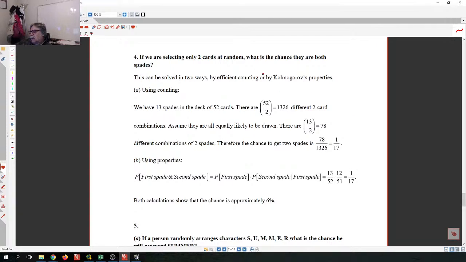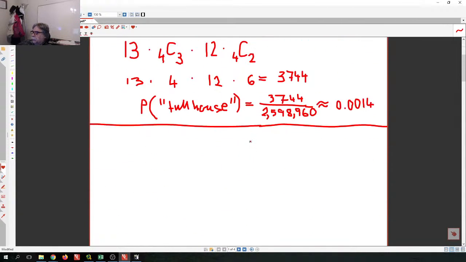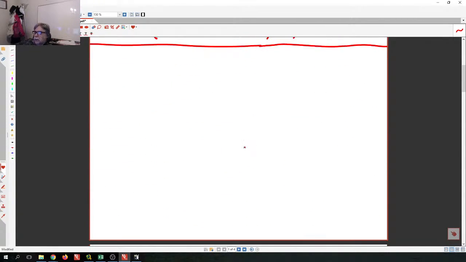This problem number 4 illustrates the way you can calculate by using both combinatorics, properties of probability that we listed 1 to 6, and using counting. Okay, what's the story? It says, if you're selecting 2 cards at random, what's the chance that both of them are spades? And I'm going to calculate that in a very simple manner by using combinatorics and properties of probability.